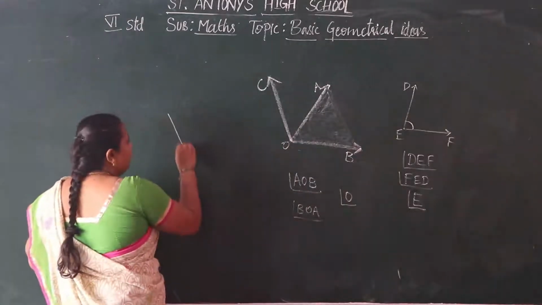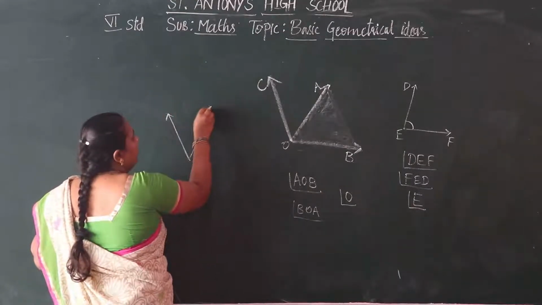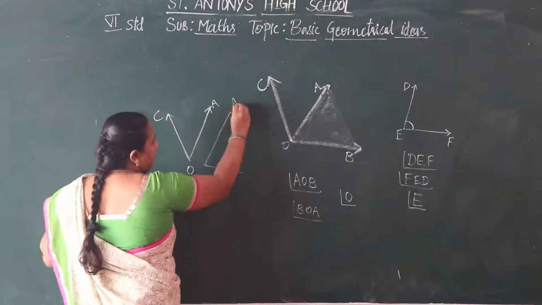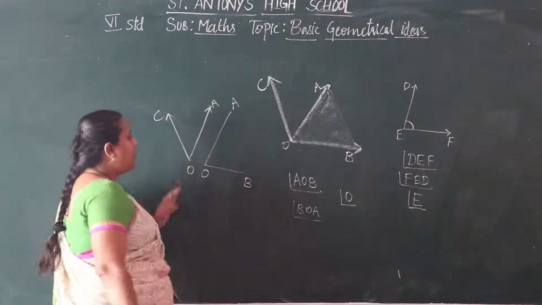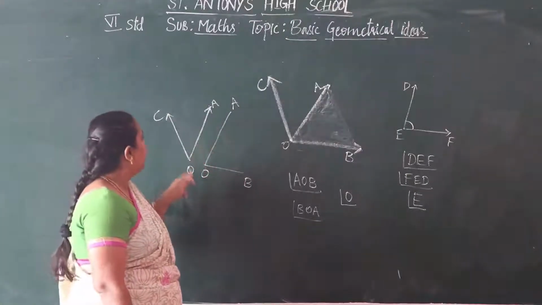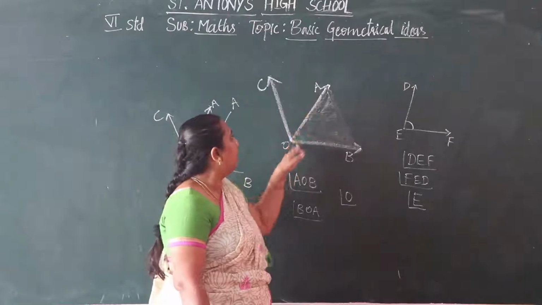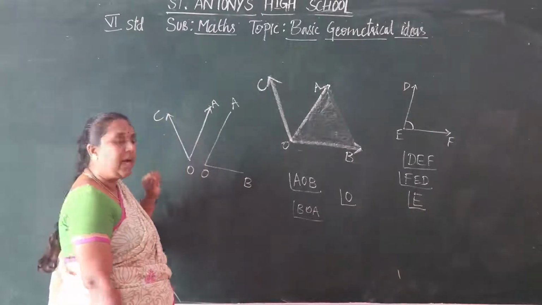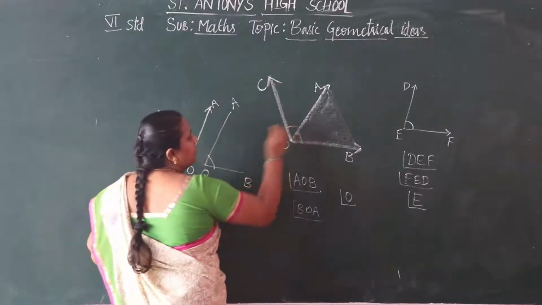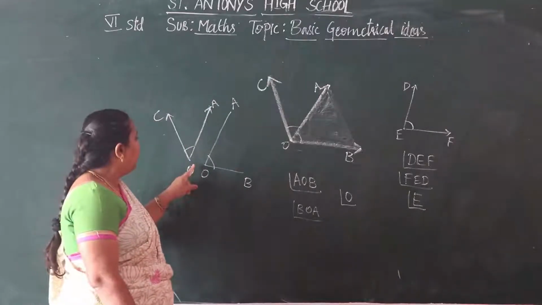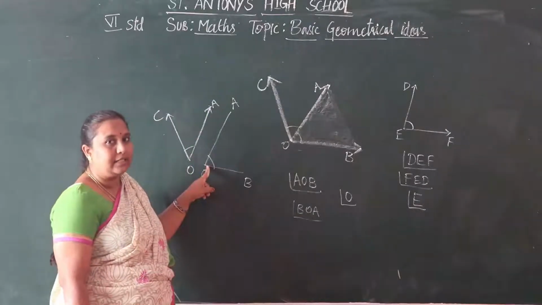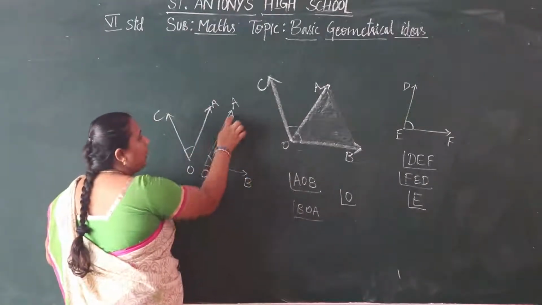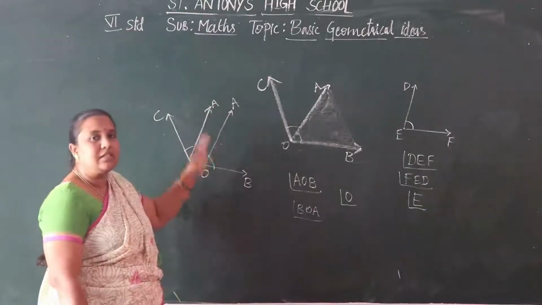Now let us see. See, we have AOC and another angle AOB. Here also AOB is an angle, AOC is an angle. Here we have two angles, here also we have two angles. Isn't it right, children? But here we don't have a common vertex or common arm for the two angles. Here also OA is an arm, but it is different.